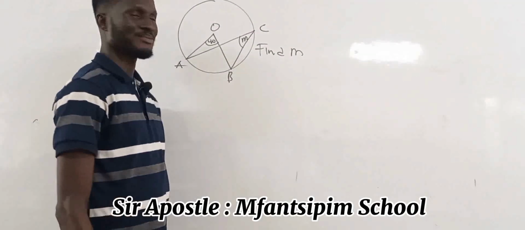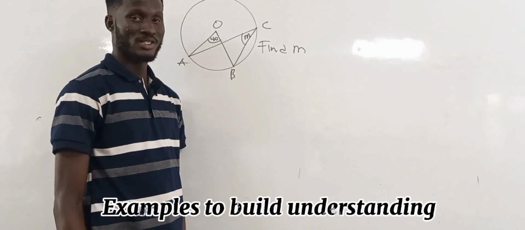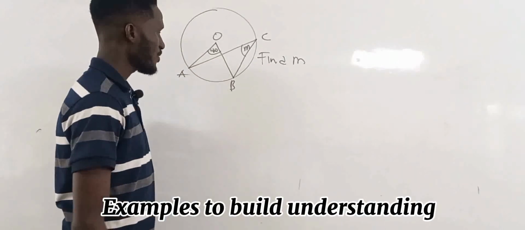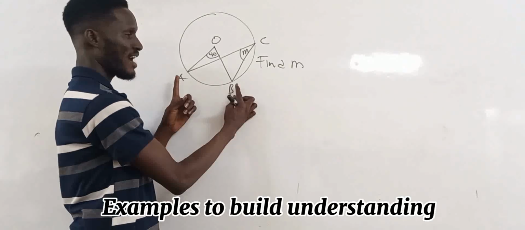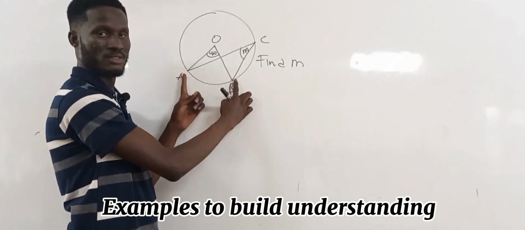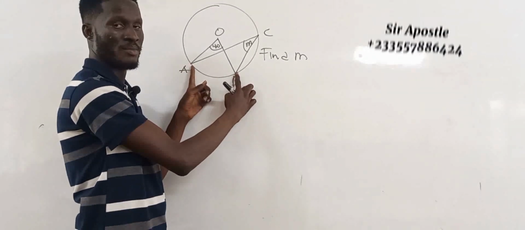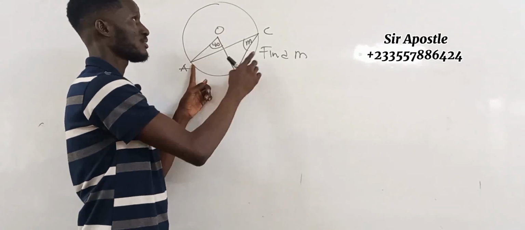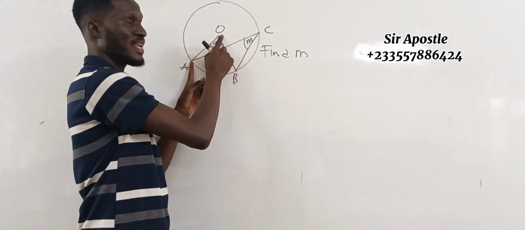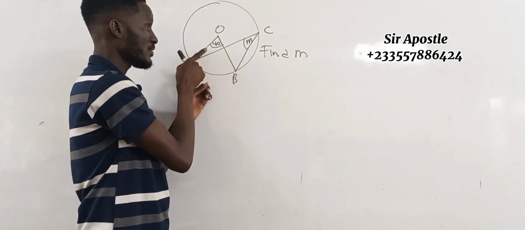Hello. Now we are coming to talk about this question too. Now look at this. We have the chord AB. The chord AB is forming an angle at the center of a circle. So the chord AB forms an angle at the center of a circle which is 40 degrees.